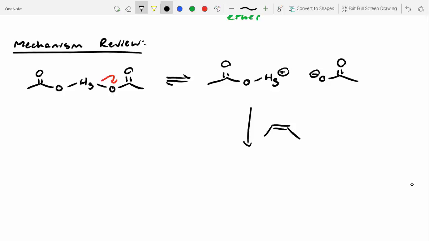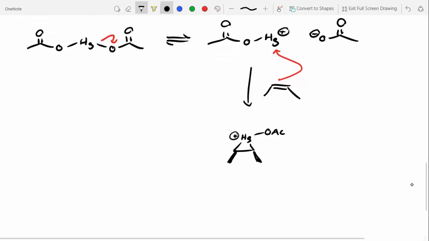We've got a mercury with a positive charge. That's definitely going to be an electrophile. What will be the nucleophile? Double bond. So our double bond will attack our mercury. And when it does this, it will form our mercurinium ion. So we'll get Hg plus, and I'll just call this OAc.